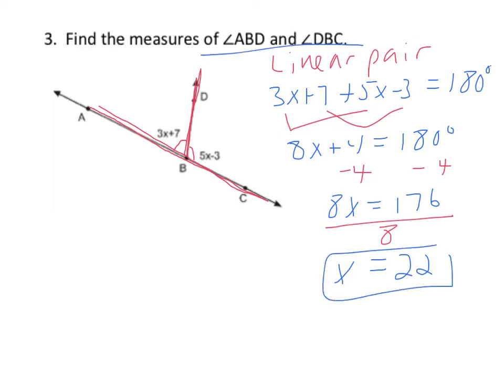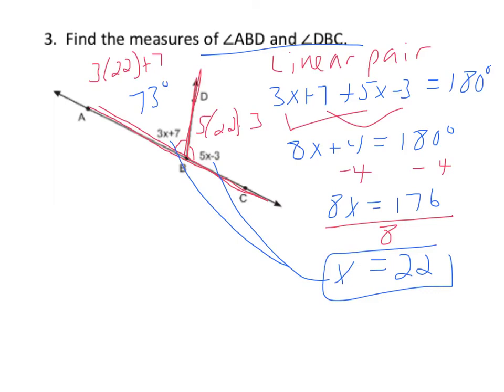Now what is the measure of each angle? So we take that 22, we put it into each x position. So this would be 3 times 22 plus 7, and this would be 5 times 22 minus 3. Oops, sorry. My parentheses in the wrong place. There we go. We do that calculation, then 3 times 22 plus 7 is 73 degrees, and 5 times 22 minus 3 is 107 degrees. And those are the individual measurements.